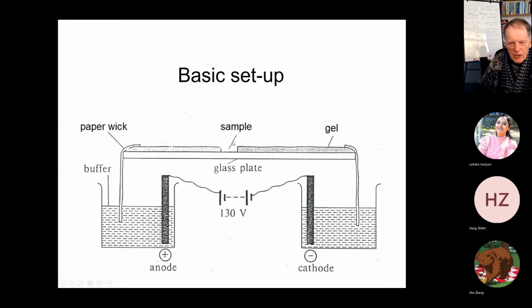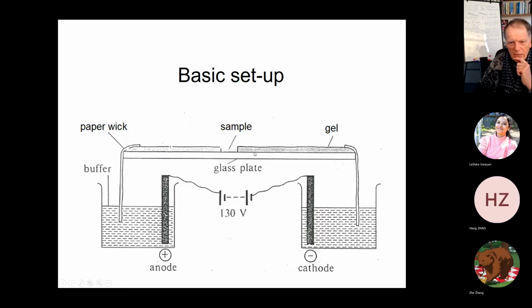So if we have a solution of protein here and we switch on the field, then the protein molecules will move. If it's got a net positive charge, it will move towards the cathode. We call these cations because they're moving towards the cathode. Or if it's got a net negative charge, it'll move towards the positive anode. So these are called anions. They move towards the positive anode if they have a negative charge.